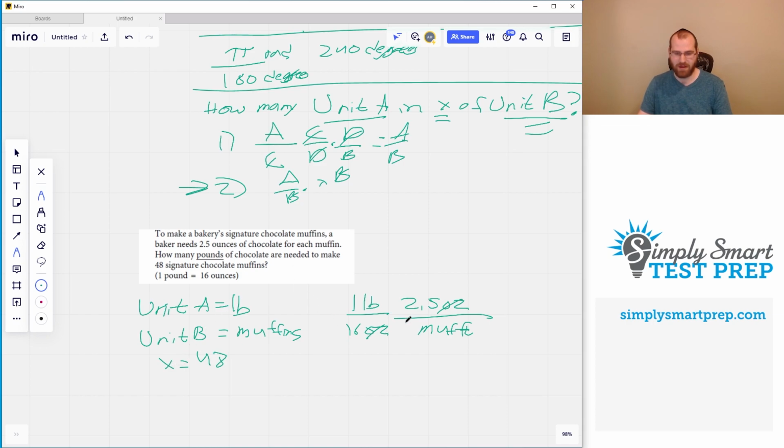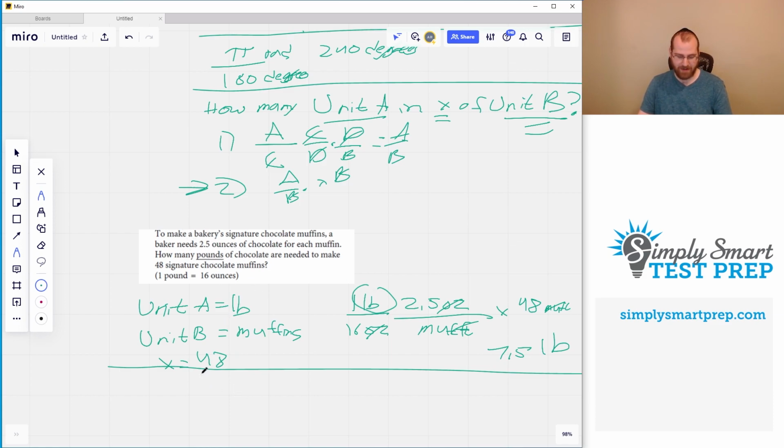Now I have to multiply. I have A over B, so I have to multiply times 48, and technically that's 48 muffins. So this will cancel out, this will cancel out. Now I have 2.5 times 48 over 16, and I think that is 3 over 1, that is 7.5. And the unit is going to be pounds. Wonderful. So that is the answer.